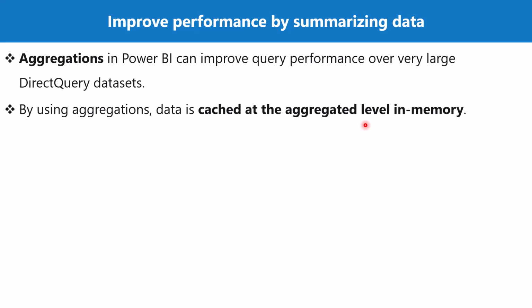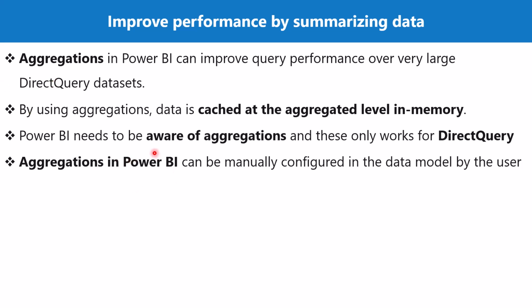That improves the performance, because the aggregated table is very small. It is not taking a lot of memory. And if the query cannot be answered through the aggregated table, then the query goes and hits the actual fact table which is in the direct query mode. So this is how aggregations work in Power BI. One consideration you should be aware of is that this functionality only works for direct query, and you have to manually configure this in the data model. However, for the premium licenses, this can also be done automatically inside of Power BI.